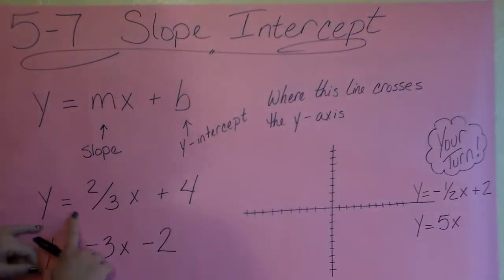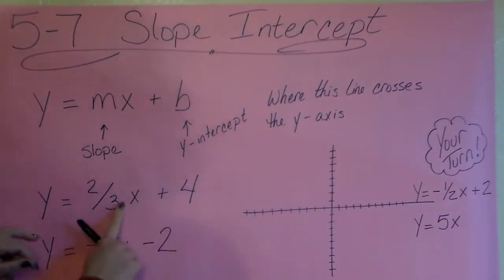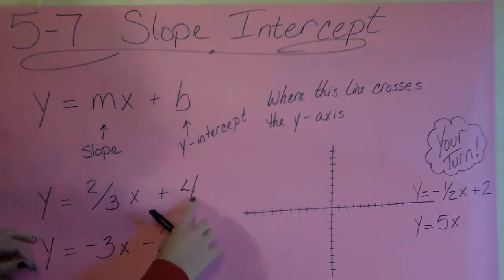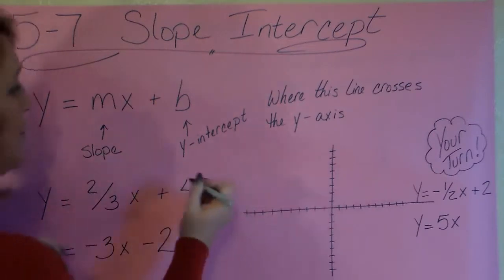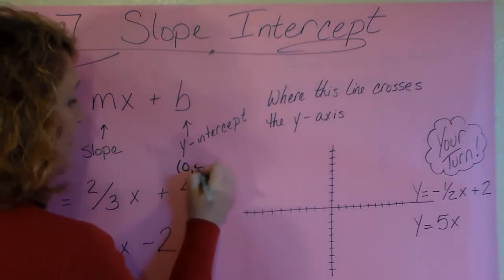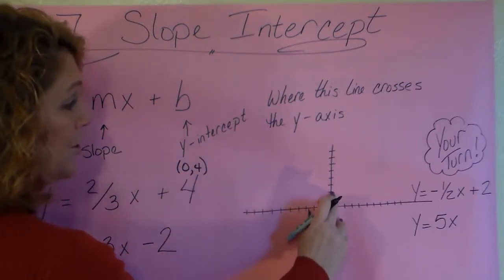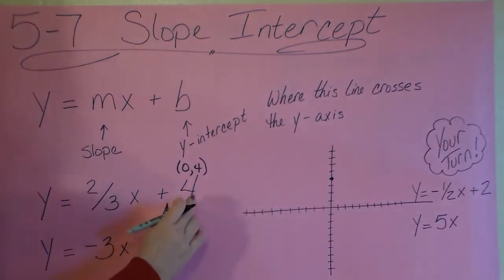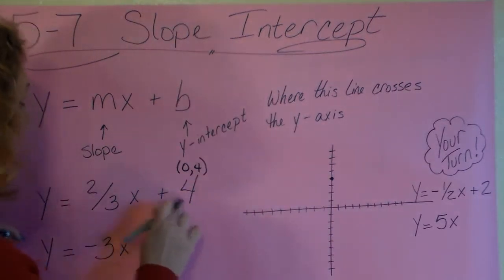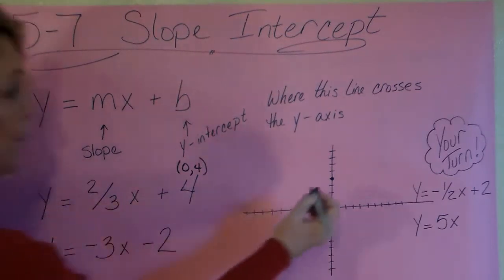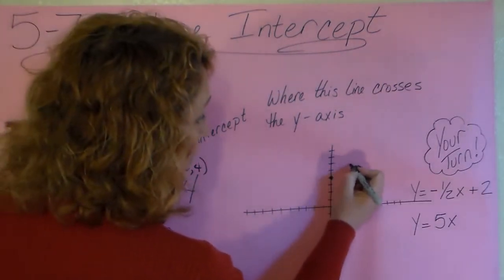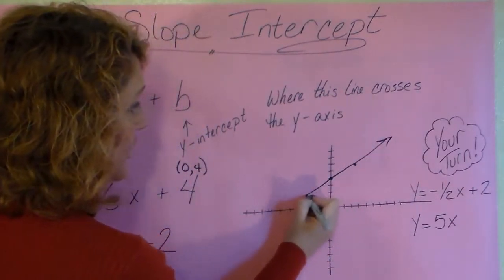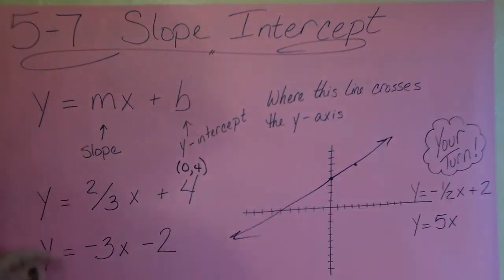Let's say I've got the equation y equals 2/3 x plus 4. This is my slope. This is my y-intercept. I can start here. I'm going to go to the point 0, comma, 4. 1, 2, 3, 4. It crosses the y-axis at 4. And then I'm going to use my slope. Up 2/3. Poof. I can draw my line. Just like that.